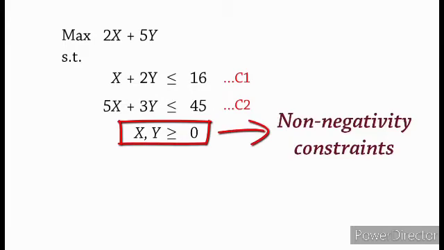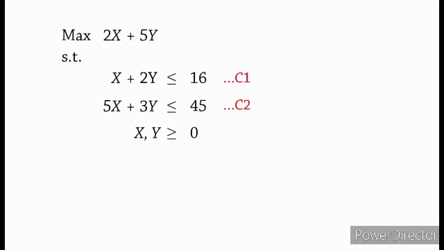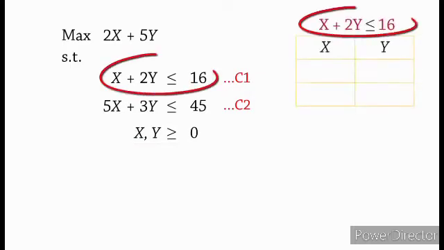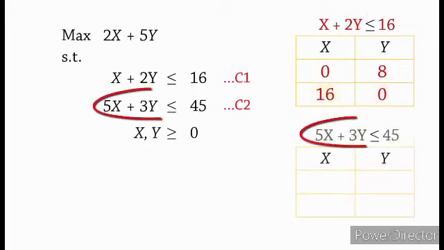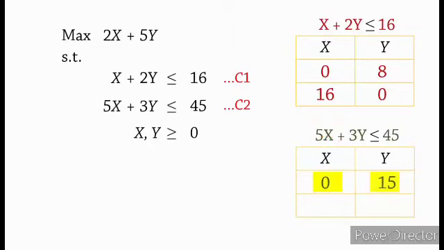To solve the model graphically, we begin by finding points that satisfy the constraint lines. For the first constraint, when x equals 0, y equals 8. And when y equals 0, x equals 16. For the second constraint, when x equals 0, y equals 15. And when y equals 0, x equals 9.